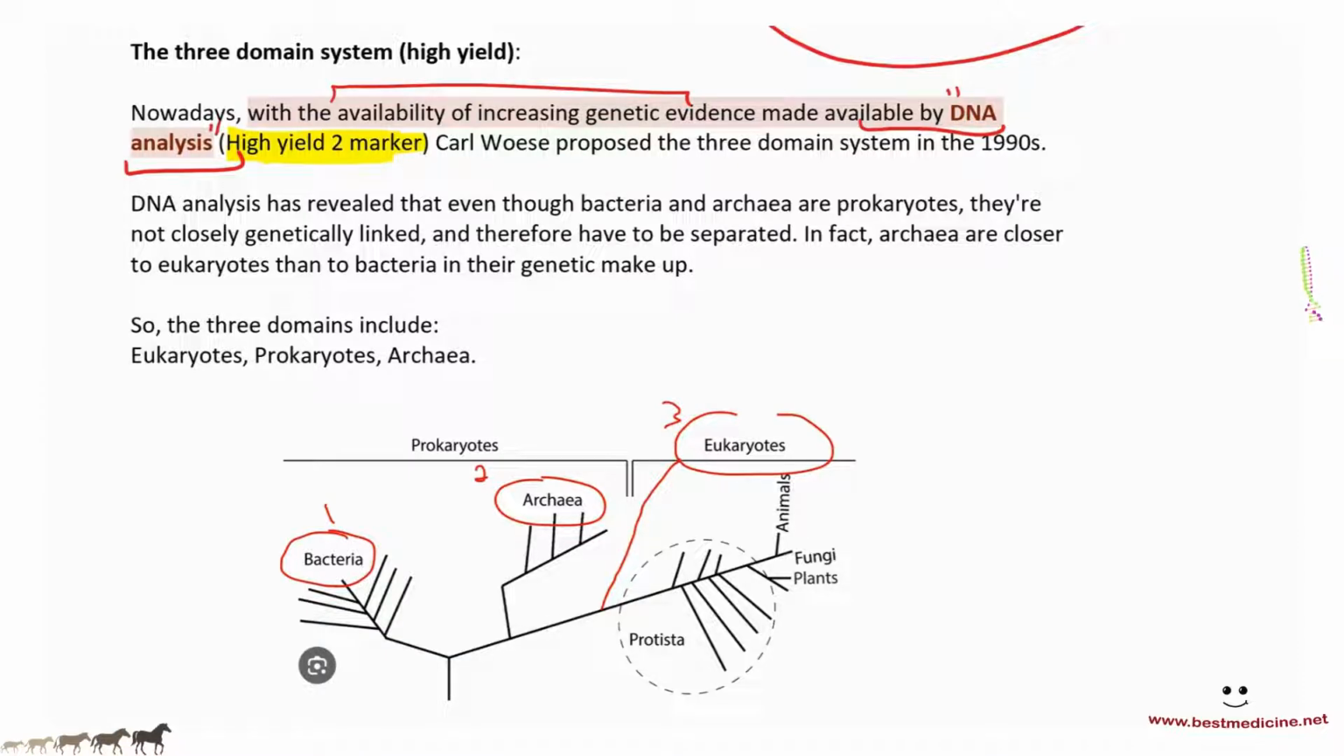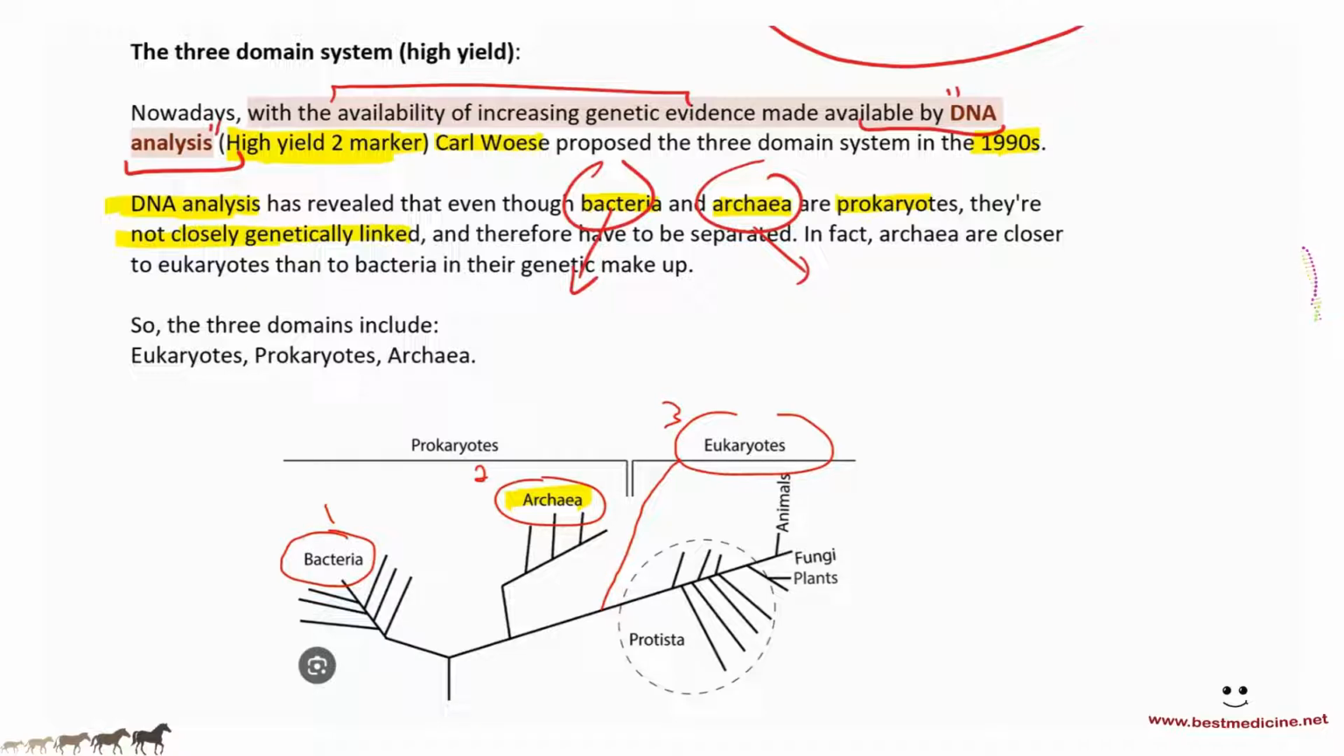Okay? The person who proposed the 3-domain system was Mr. Carl Woese. Okay, Carl Woese proposed the 3-domain system in the 1990s. Very recent, right? And this is because the DNA analysis actually revealed that the 2 different kinds of prokaryotes, which are bacteria and archaea, were actually very, very different from each other. They're not actually closely genetically linked. As a matter of fact, the archaea is much closer to the eukaryotes than it is to bacteria. And so he proposed that we should split them apart, right? We should remove them from prokaryotes and actually make 3 groups: eukaryotes, bacteria, and archaea.